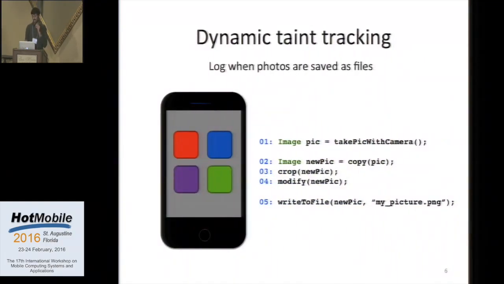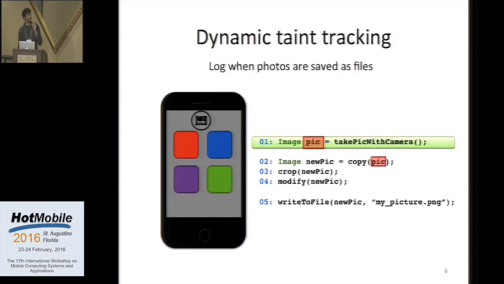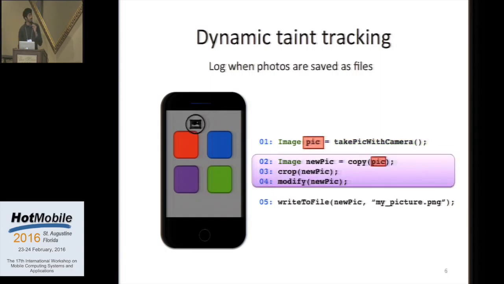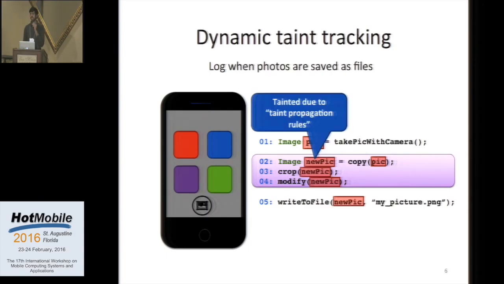And here's how I would do that. So the first thing I would do is mark the camera as a taint source. This tells the tracking system that anything that comes from the camera should be tracked. So when the app actually runs that line of code, the tracking system is going to mark that variable as tainted. Next, when the app makes use of this variable to modify the picture and to make new copies and stores the results in new variables, the new variables themselves are going to be tainted. And this is a result of taint propagation rules, which specify how taints are moved from one variable to another.